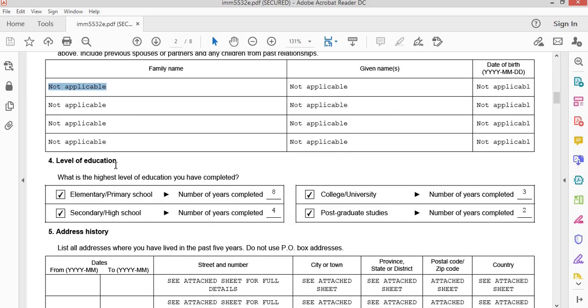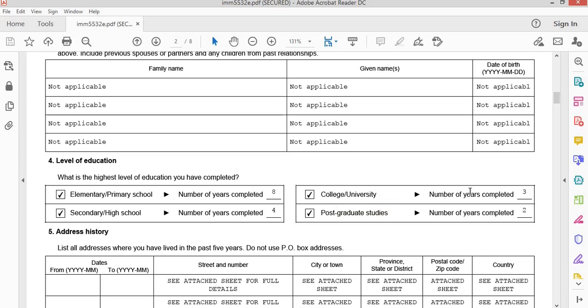After that, the level of education. Since we are filling out the sponsor's information, this level of education is for the sponsor. What is the highest level of education you have completed? Elementary or primary school, you can mark it as yes. Number of years completed. If you are from India, then it is from standard 1st to standard 8th. So you can mark it as 8. And secondary or high school, you can check it and you can mention 4. It is between 9th standard and 12th standard.